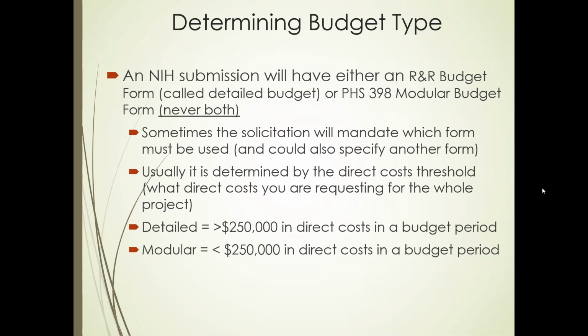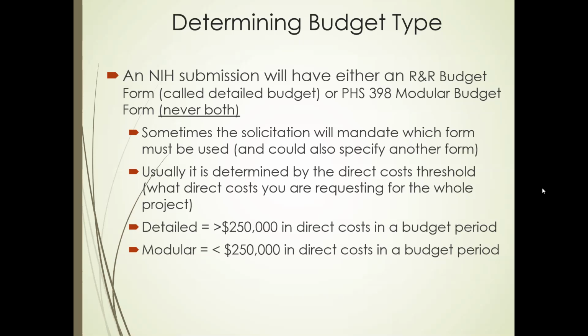There are some times that the solicitation will come out and tell you exactly that you have to use the modular or you have to use detailed. I've seen one or two that actually had another form that they wanted you to use. Usually, which form you're going to use, if it doesn't tell you in the solicitation, is going to be determined by the direct cost from the whole project. So if it's greater than $250,000 of direct cost in the budget period, then you're going to be using a detailed budget. If it's less than $250,000 in direct cost in the budget period, then you're going to be using a modular.